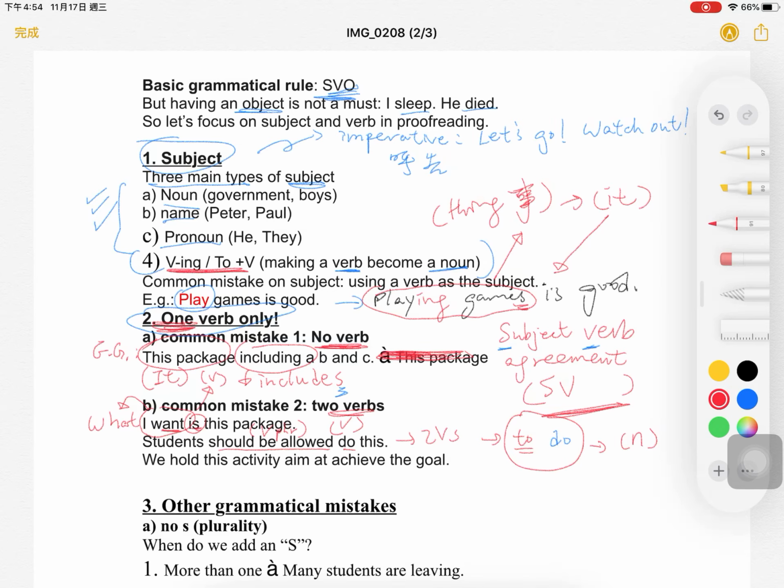So when you realize you have two verbs or you have a verb as a subject, you add ing or to plus a verb to make it a noun, okay? Then you won't have too many verbs in your sentence.